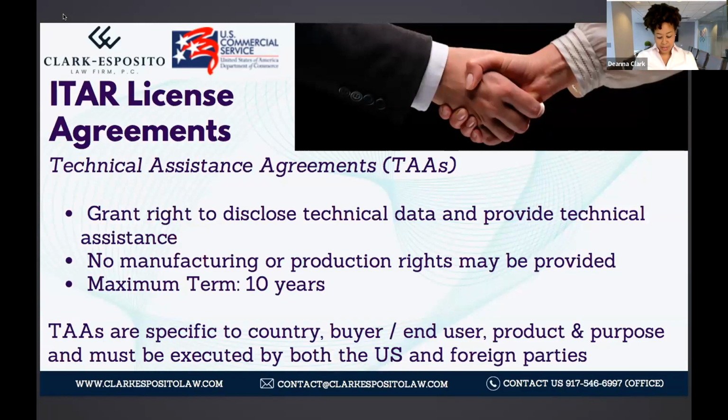ITAR license agreements. Okay, so I mentioned TAAs previously, technical assistance agreements. These grant a right to disclose technical data and provide technical assistance. No manufacturing or production rights are provided, and the TAA is applicable for up to a 10-year term. Now, these are specific to the country, the buyer, the end user, the product and purpose, and must be executed by both the US party and the foreign parties.